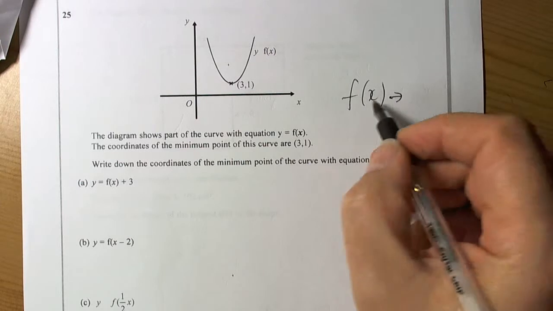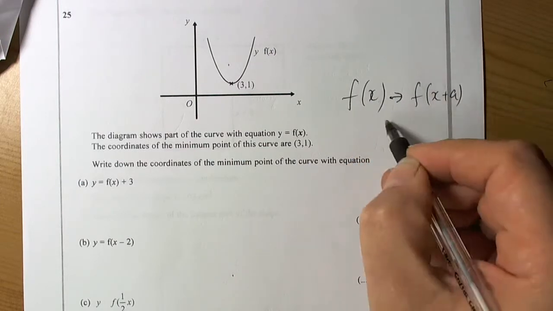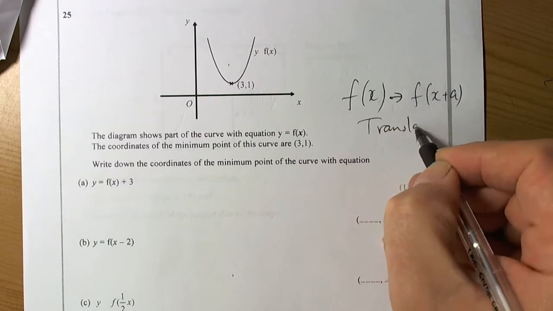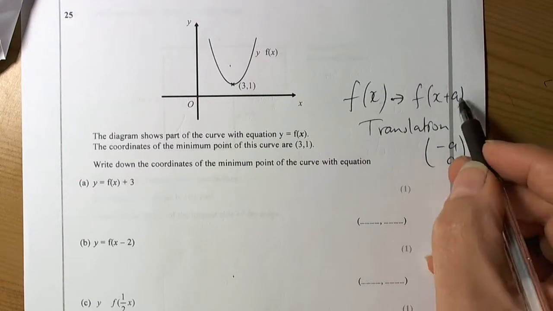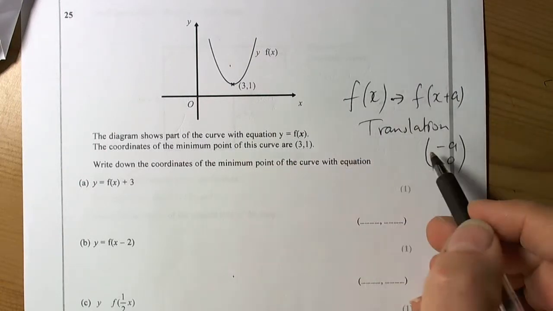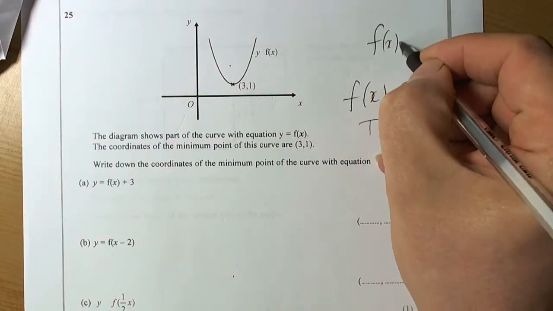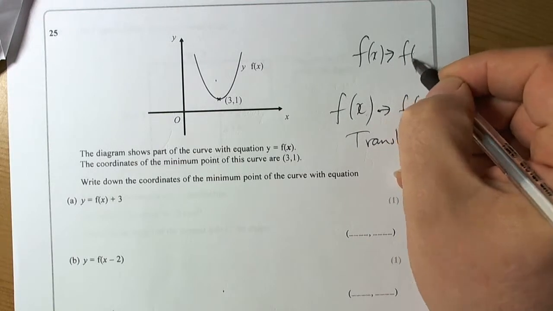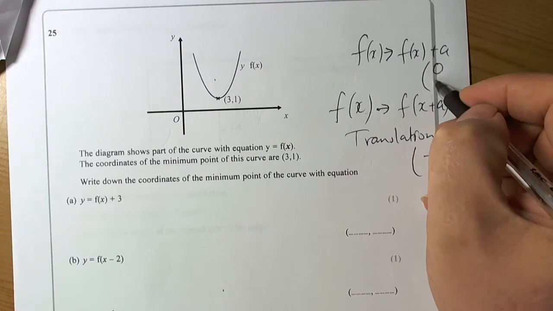And there are rules. So if the function changes to f(x + a), then that's telling us that there's been a translation going on of vector (negative a, 0). So whatever this a value is, we take the negative of it, and it would tell us how it translates left and right. If they've got an original function and it goes to the same function plus a value, then that's a translation of (0, a).